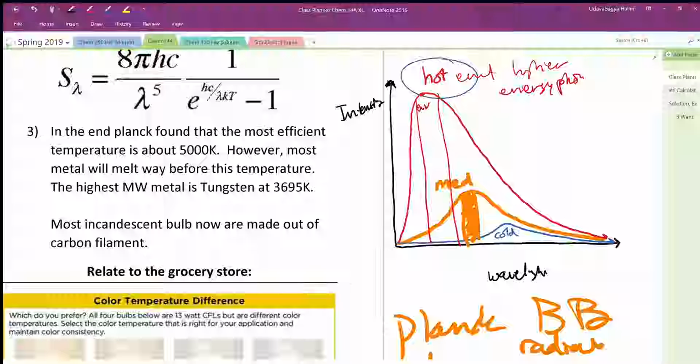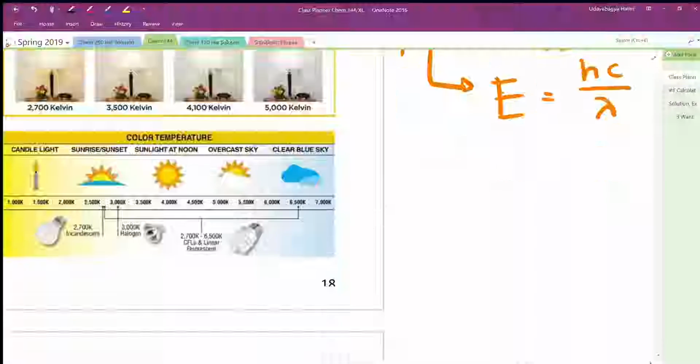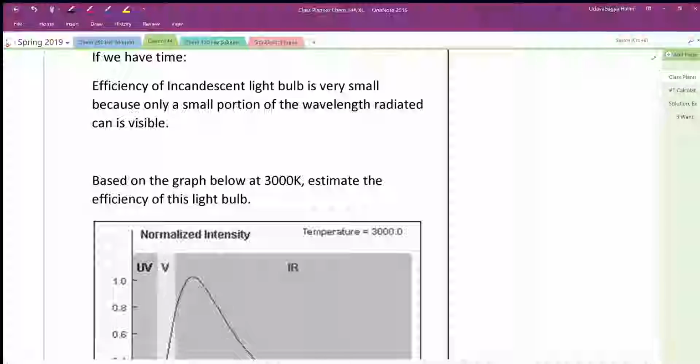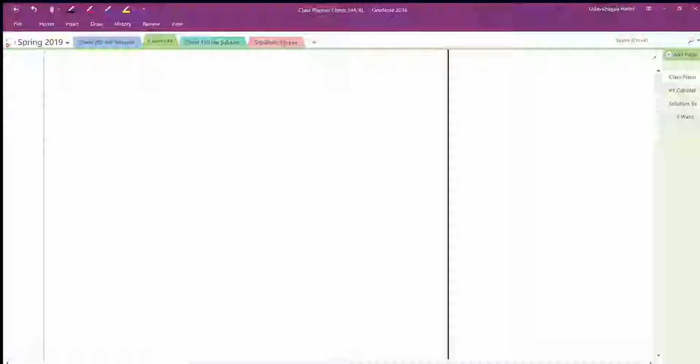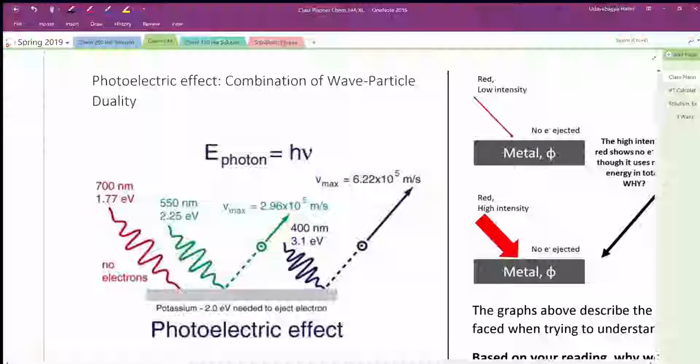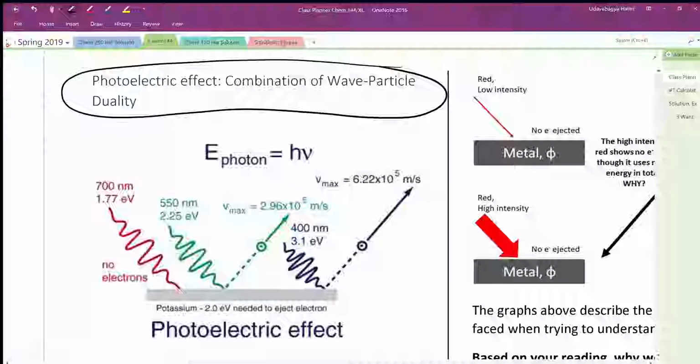Intensity. Right, so hot objects have more intensity. I'm going to skip this whole thing because we don't really care about that too much, and jump around into the photoelectric effect. We'll do some math here and then I'll print out your stuff.